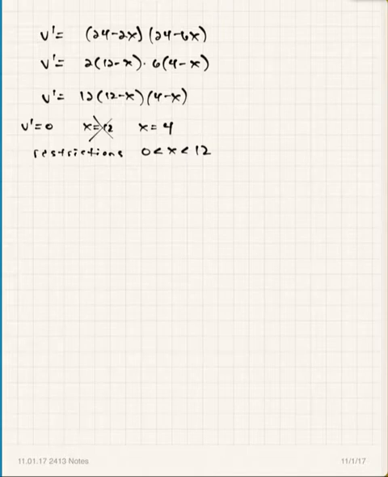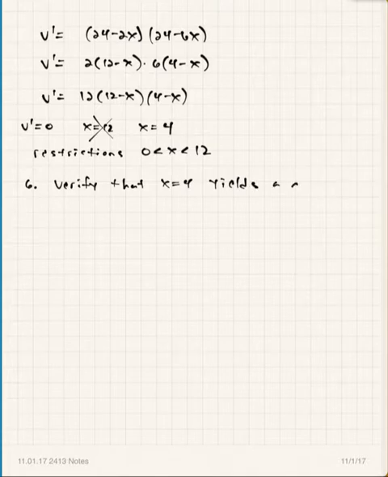All right, so does x equal 4? This is step 6. Let's verify that x equals 4 actually yields a maximum volume. And again, there are several ways you could do this, right? You could use the first derivative test. You could use the second derivative test. You could look at the graph. A lot of times I'll use the second derivative test just because I think it's a little bit easier to do. Sometimes I'll look at the graph also.